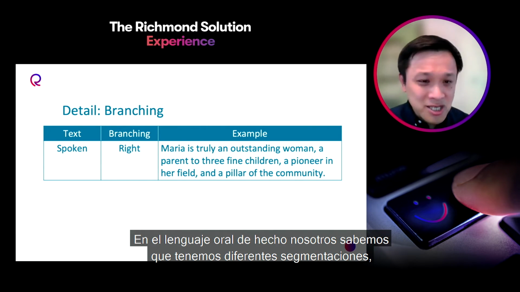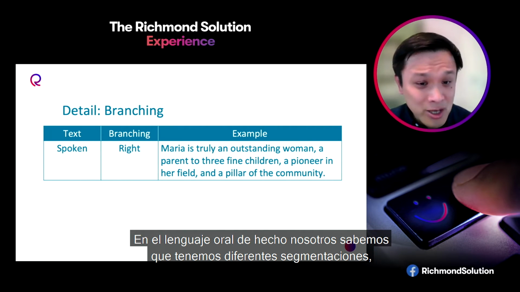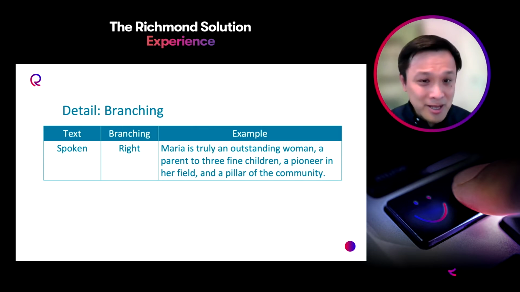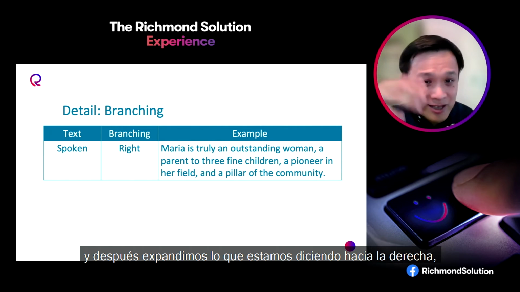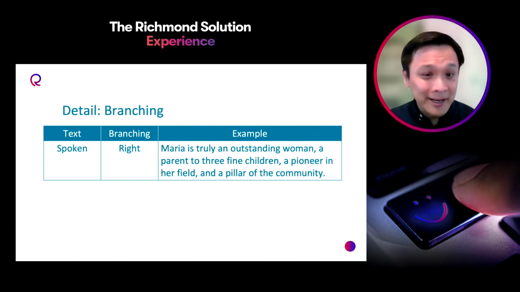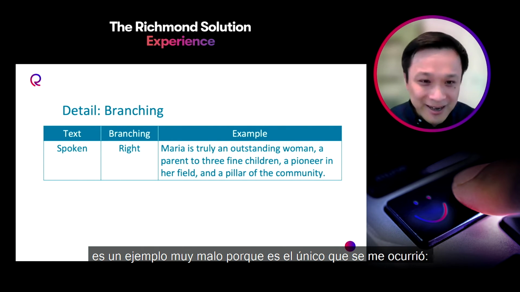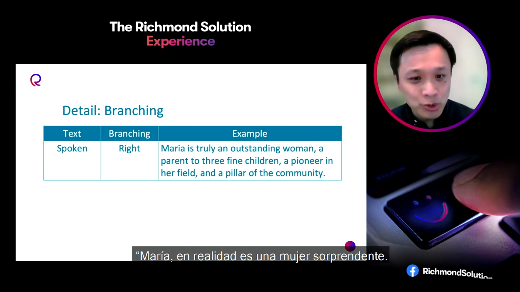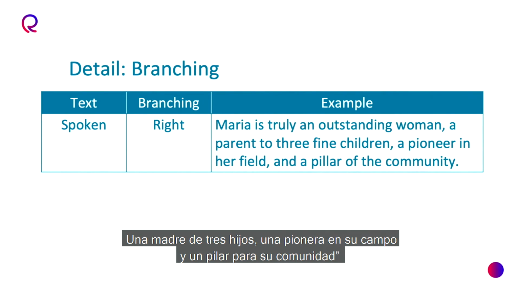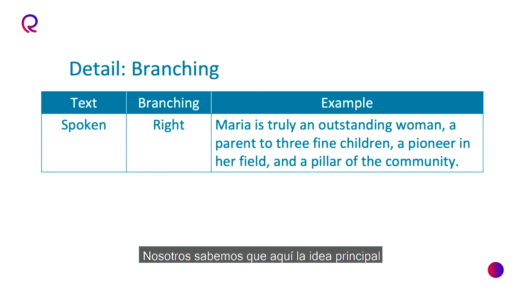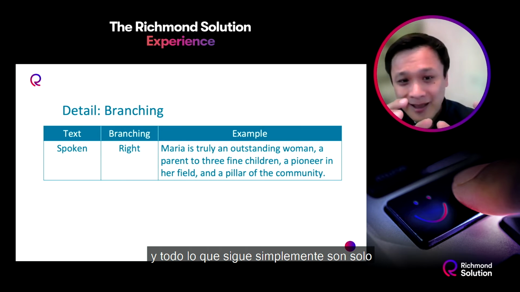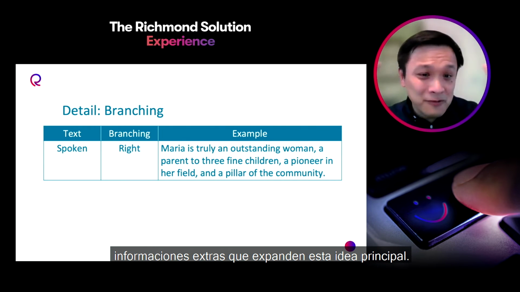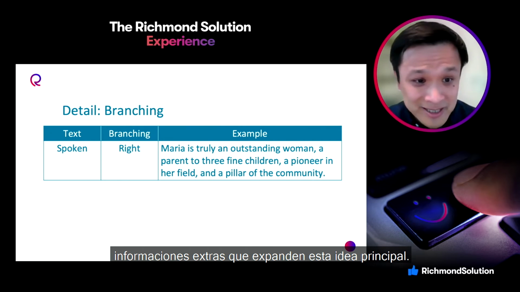And in spoken language, we actually know that branching is typically right branching, which is to say that the main idea comes to the left or at the beginning, and then we expand what we're saying to the right. And so I have an example here, a very bad example because it's the one I came up with. Maria is truly an outstanding woman, a parent of 3 fine children, a pioneer in her field, and a pillar of the community, right? So here we know that the main idea is Maria is truly an outstanding woman, and everything else that follows are just extra information that expands on this main idea.